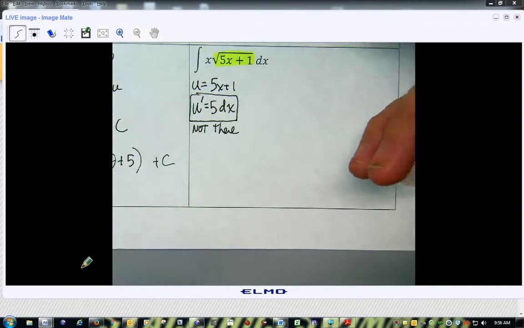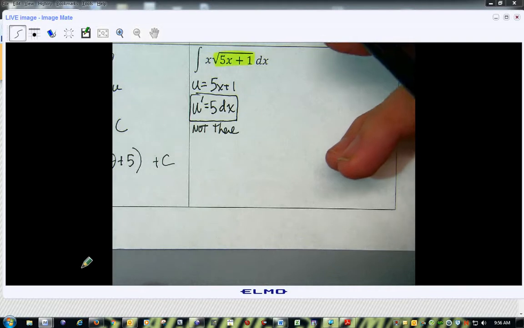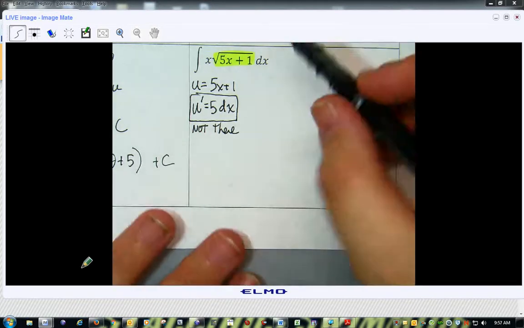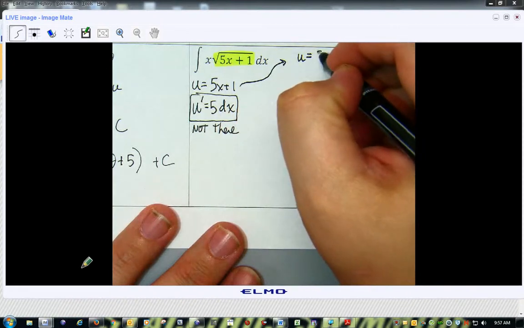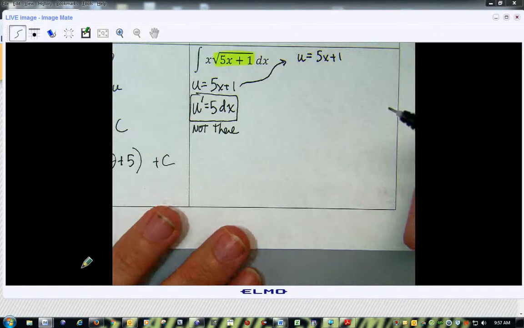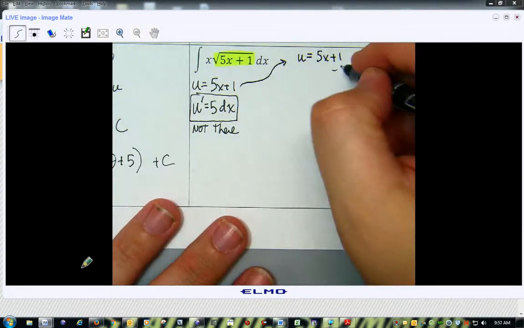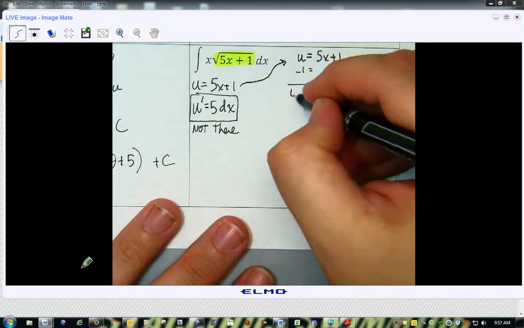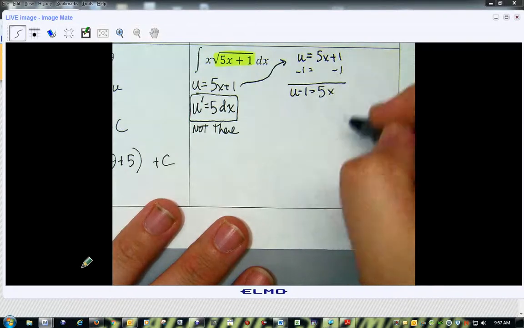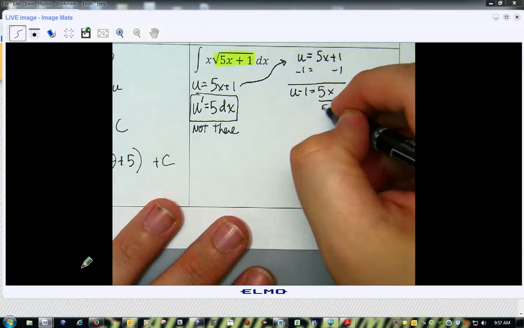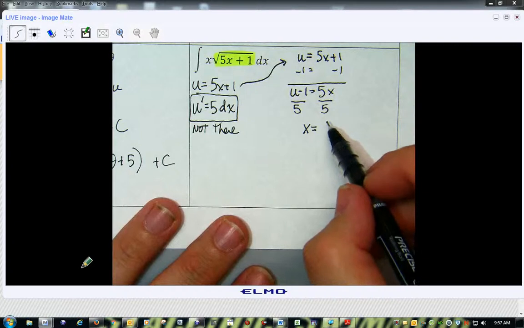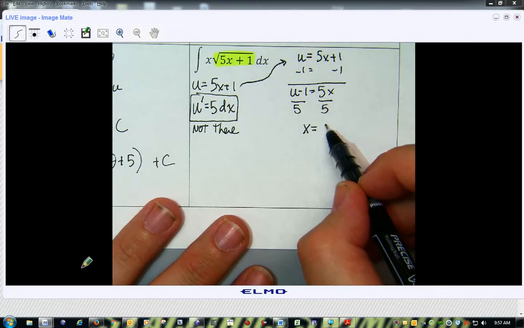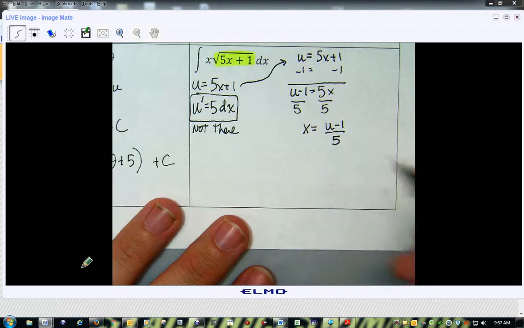Now, there is a process in which we want to go about doing this. I'm going to take this guy and move it over here. U is equal to 5x plus 1. And it's kind of like a double u substitution. I'm going to subtract 1 from both sides. U minus 1 is equal to 5x. Divide that whole thing by 5. And so now I have x is equal to u minus 1 divided by 5.